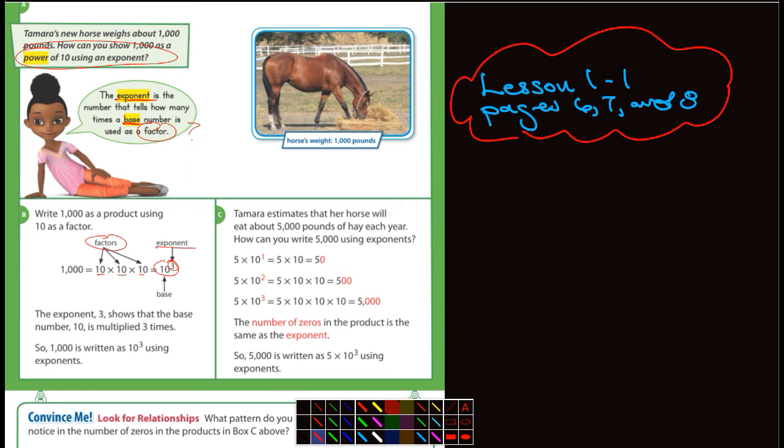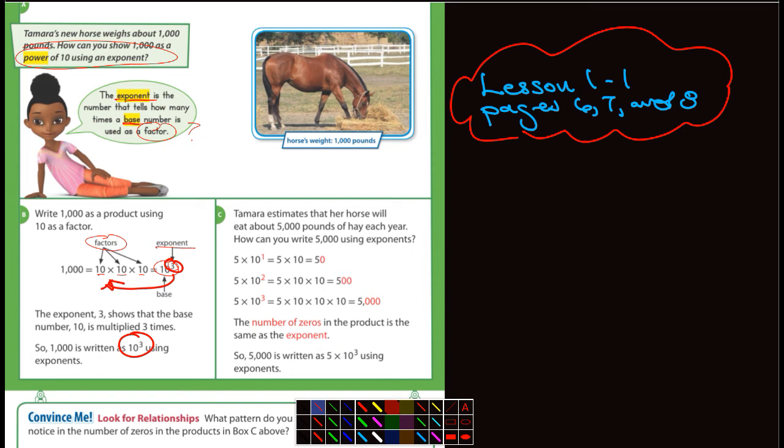It says the exponent 3 shows that the base number 10 is multiplied 3 times. Okay, notice that the little 3 means that the 10 is going to be multiplied 3 times by itself. So writing 1,000 is the same as 10 to the third using exponents. Okay, let's look at C here for a moment. The next box over, it says Tamara estimates that her horse will eat about 5,000 pounds of hay each year. How can you write 5,000 using exponents?